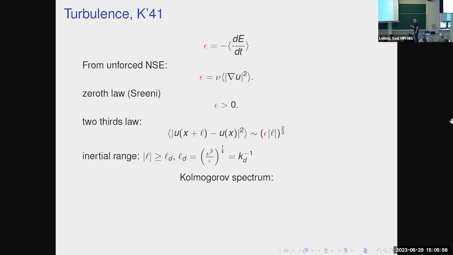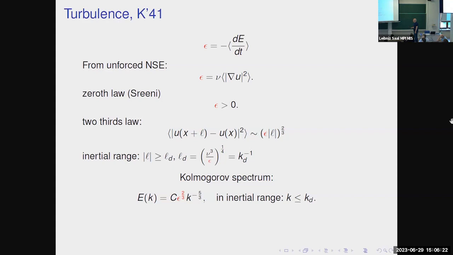A related object is the Kolmogorov spectrum, and the Kolmogorov spectrum is that the power spectrum, or the spectrum of the energy at scale k, scales like a power law with a parameter epsilon, and the power law is minus five thirds. In the inertial range, again, it's an inner range up to k_d.